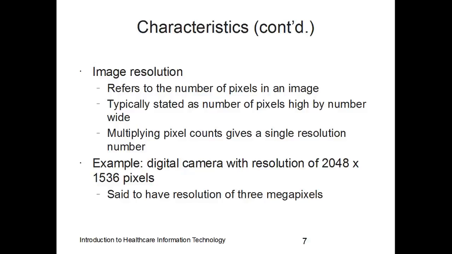Image resolution refers to the number of pixels in an image. It is typically stated by the number of pixels high by the number of pixels wide, so length times width. And multiplying the pixel counts will give a single resolution number. For example, a digital camera that has a resolution of 2048 pixels high by 1536 pixels wide. If you multiply these two values together, you get a value over 3.1 million pixels. So that is equivalent to 3 megapixels. The prefix mega is a reference to million, so 3 million pixels.